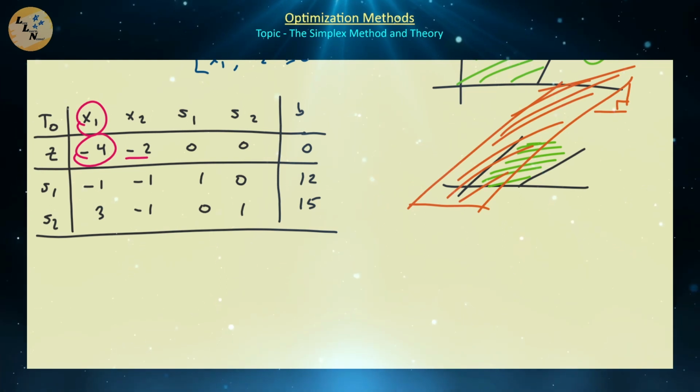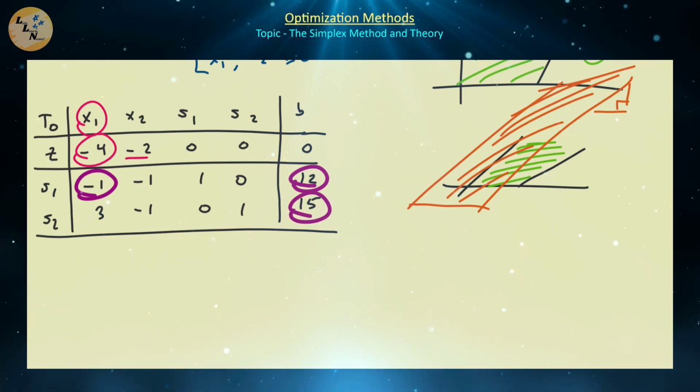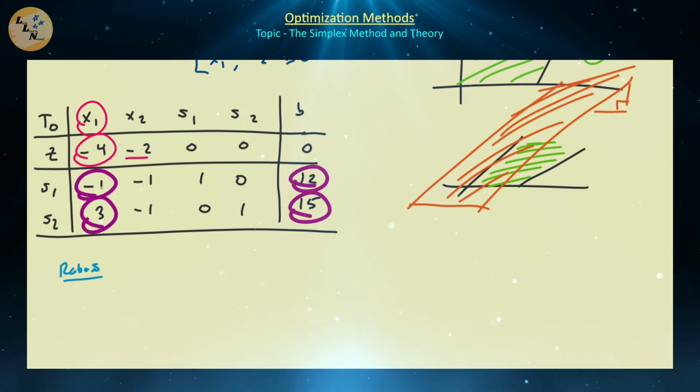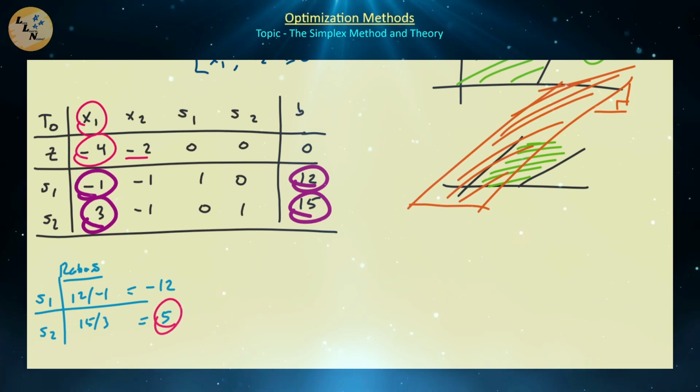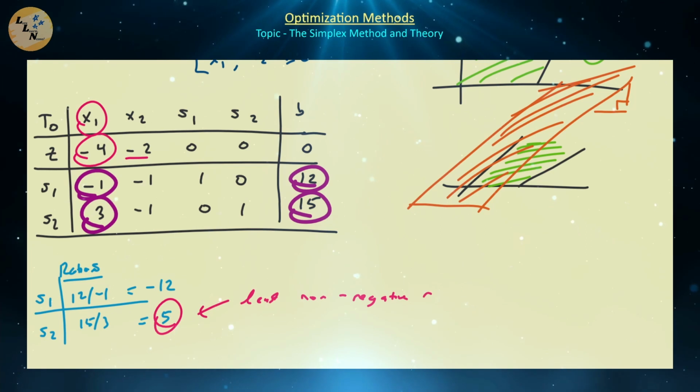So what we need to do is, for example, 12 divided by -1 and 15 divided by 3, and choose the least non-negative ratio amongst those two. So our ratios for this particular iteration are 12 divided by -1, that's for S1, and then 15 divided by 3. 12 divided by -1 is equal to -12, and 15 divided by 3 is equal to 5, and 5 is the least non-negative ratio.